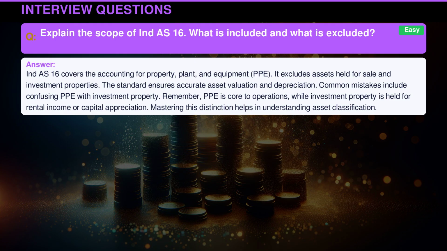Indian Accounting Standard 16 covers the accounting for property, plant, and equipment, PPE. It excludes assets held for sale and investment properties. The standard ensures accurate asset valuation and depreciation.